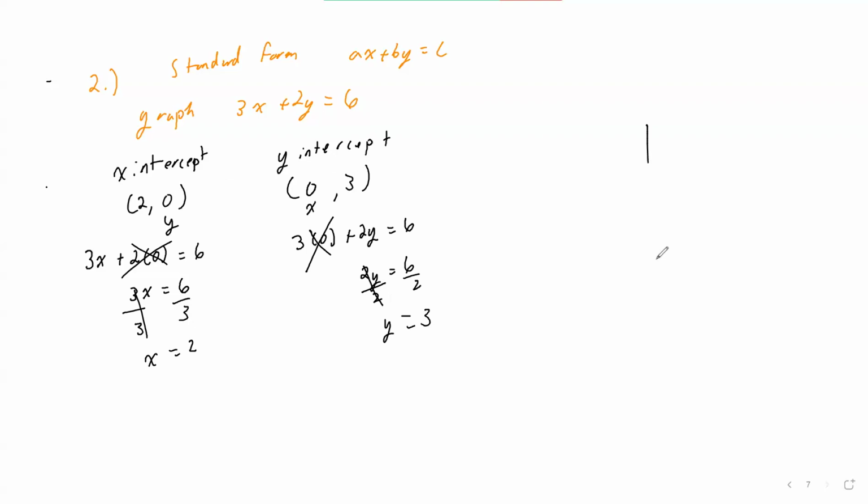So now I can come over here and I graph this. How do I graph 2 comma 0? Perfect. There's my first point. How do I graph 0 comma 3? There you go. Again, 2 points make a line.